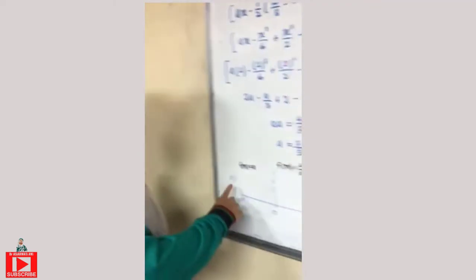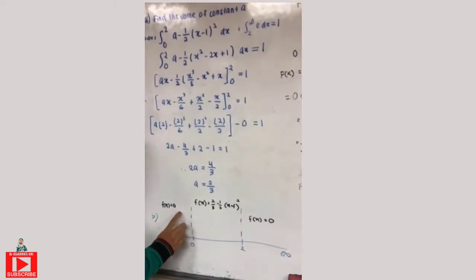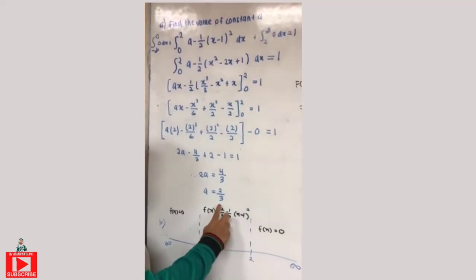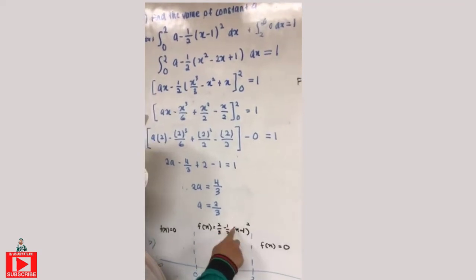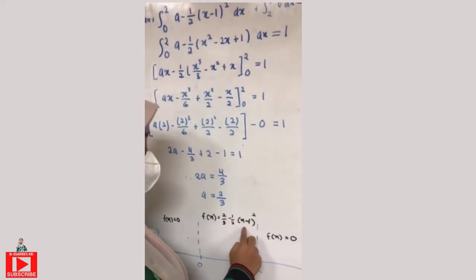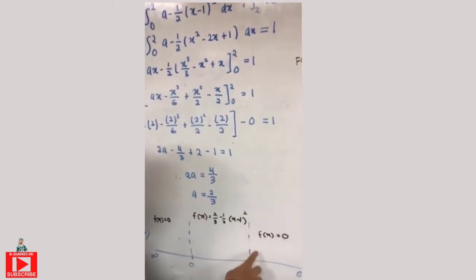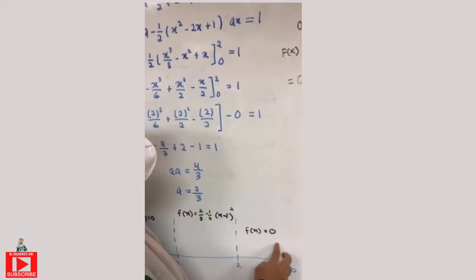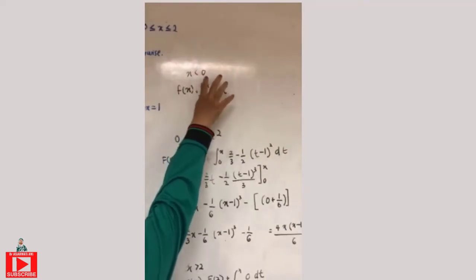Okay, yang B ni nak suruh cari F(x). Kiranya kita buat number lines dulu. Negative infinite to 0, f(x) equal to 0, 0 to 2, f(x) equal to 2 over 3, negative 1 over 2, x minus 1, 2 kan. Lepas tu 2 to infinite, f(x) equal to 0. Then kita find x less than 0.